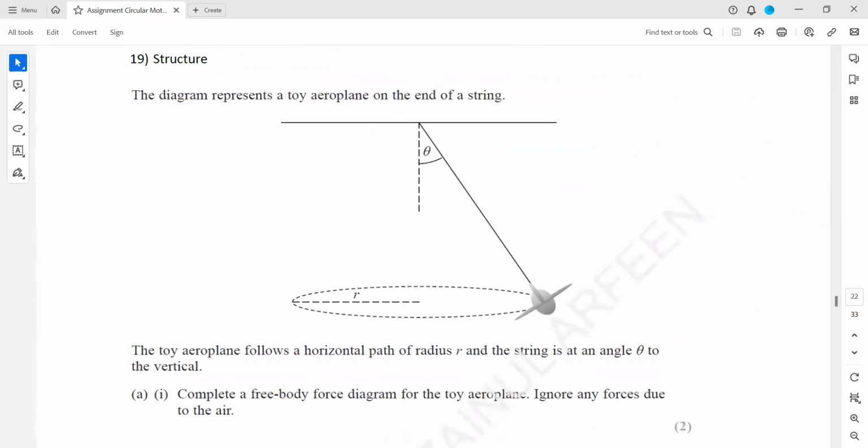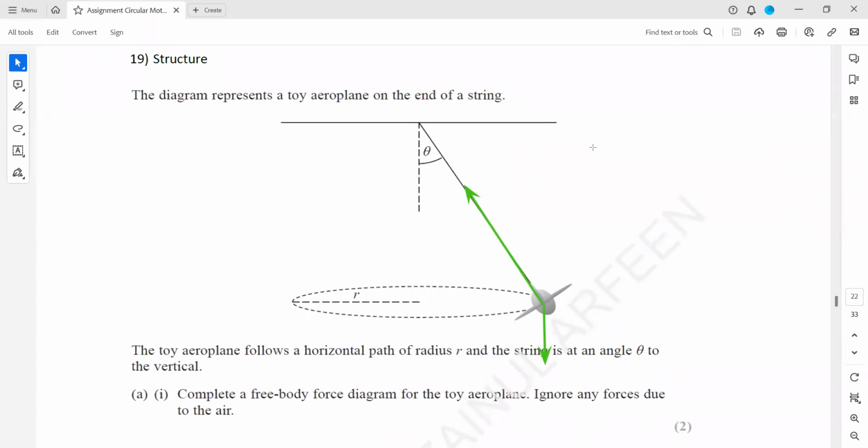In a free body force diagram, we represent all the forces which are acting on the object. So what are the forces acting? The weight is acting downward and there is a tension. And again, they can ask why this plane is not moving in a horizontal circle. The reason is that the weight is acting downward.